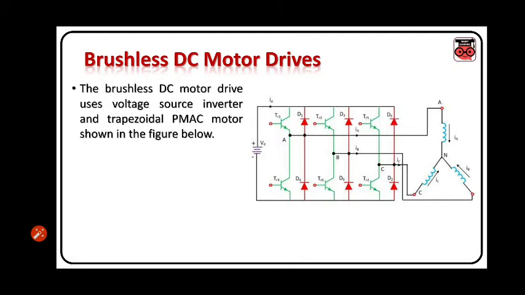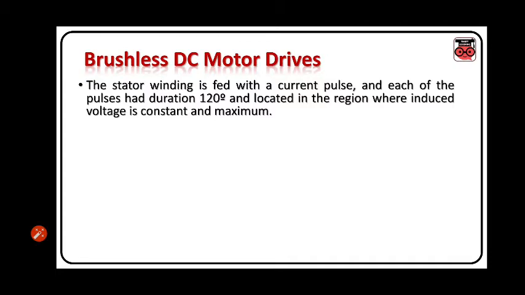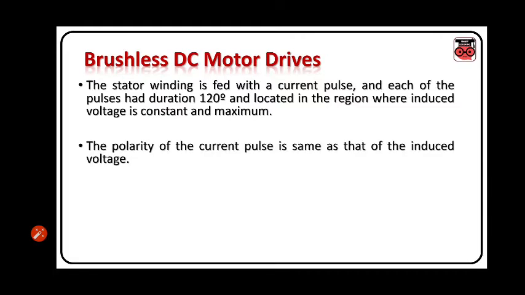The brushless DC motor drive uses voltage source inverter and trapezoidal PMAC motor as shown in figure. The stator windings are star connected. The phase voltage waveform for trapezoidal PMAC motor is shown in figure. The stator winding is fed with a current pulse, and each of the pulses has duration 120 degree and is located in the region where induced voltage is constant and maximum. The polarity of the current pulse is the same as that of the induced voltage.